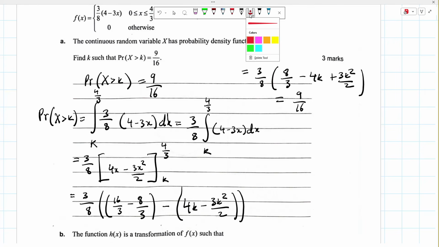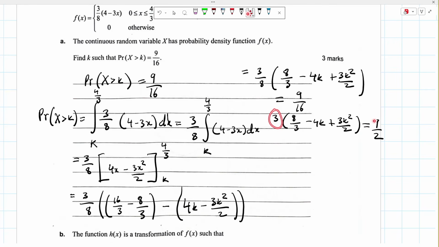So what can we do? We can multiply both sides by 8 to get rid of this. If we do that, we'll get 9 over 2. And then we can multiply both sides by 1 over 3 to get rid of this. So we get 8 over 3 minus 4k plus 3k squared over 2 is equal to 3 over 2.